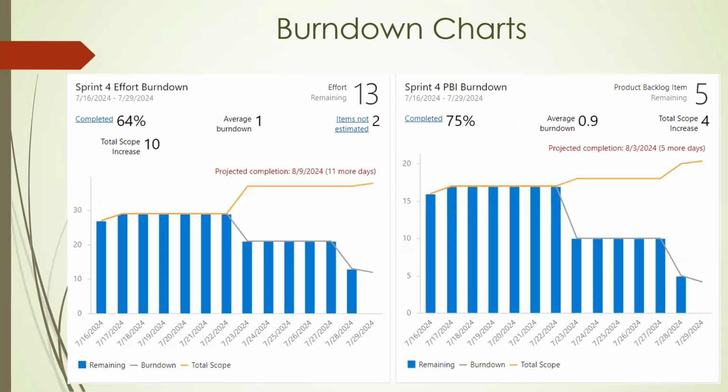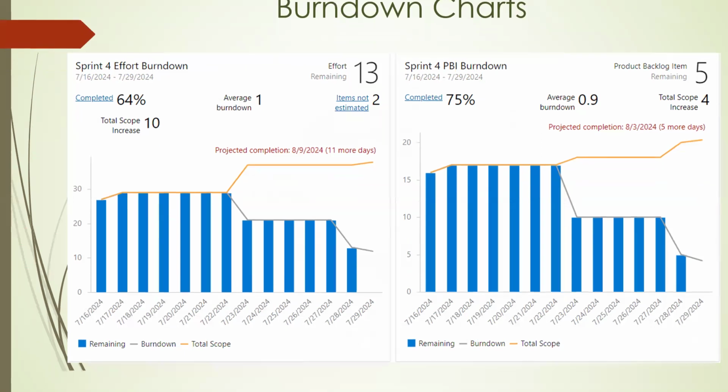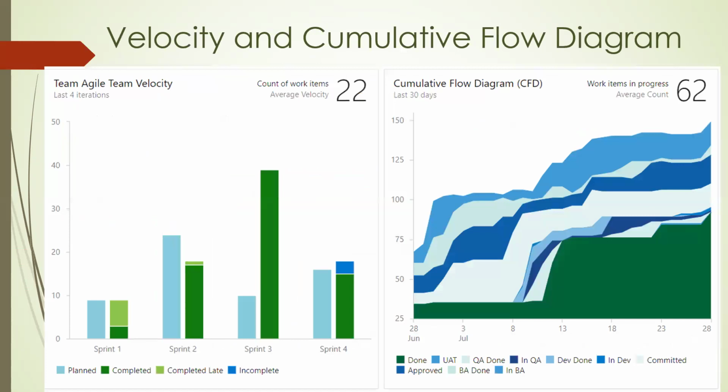And for the PBI burn down, 75% completed, 0.9 average burn down, and total scope increase was 5. The number of PBIs remaining was 5. This is an improvement compared to sprint 3, looking at our average velocity, which is 22. In sprint 3, we had 14. So going forward, the team should be able to handle 22 projects on average. And our cumulative total work in progress is 62.